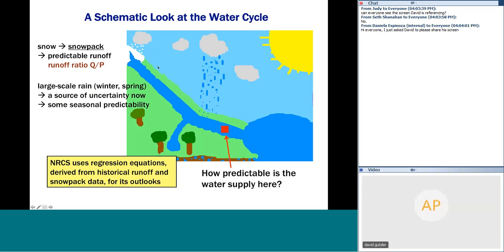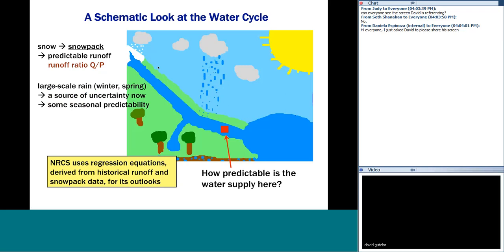In addition, we have rainfall that falls into this system, both in the winter, increasingly as temperatures warm up, and later in the spring. And that rain is a source of uncertainty now, and that uncertainty is going to increase as the snow decreases and turns to rain. We may have some seasonal predictability of large-scale rain if we start incorporating seasonal precipitation forecasts into an annual water supply outlook, but we need to do an awful lot more work to make that happen.